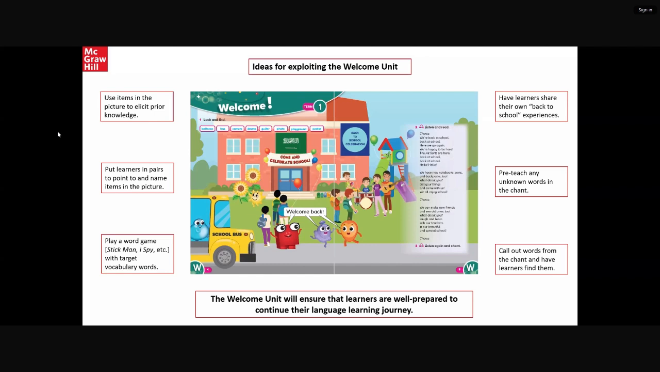The bottom point on the left-hand side, play a word game like Stickman or I Spy with some of the target vocabulary words. Now, the target vocabulary words throughout Top Goal are always in this colour. They're always in blue. So for this particular welcome unit, those are the target vocabulary words. So you could play a game with those, like Stickman, which you could do on the board or whatever as a class, or I Spy, or whatever you feel is most appropriate.